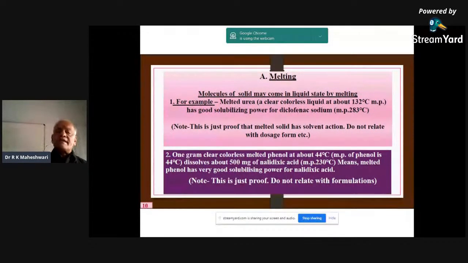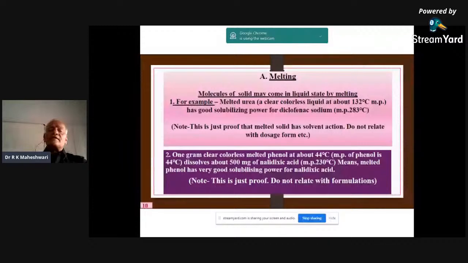Phenol is solid at room temperature, all of us know. But at its melting point, it acts as a very good solvent for nalidixic acid. So this is just a proof. Please do not relate it with formulations and don't ask questions on the formulation part using phenol. These are just the proof.